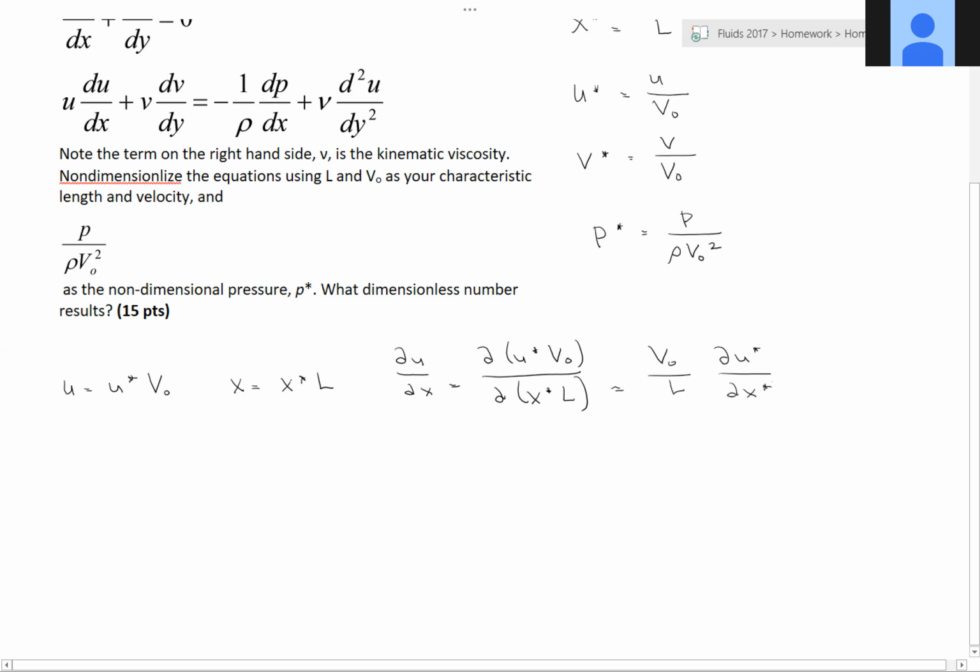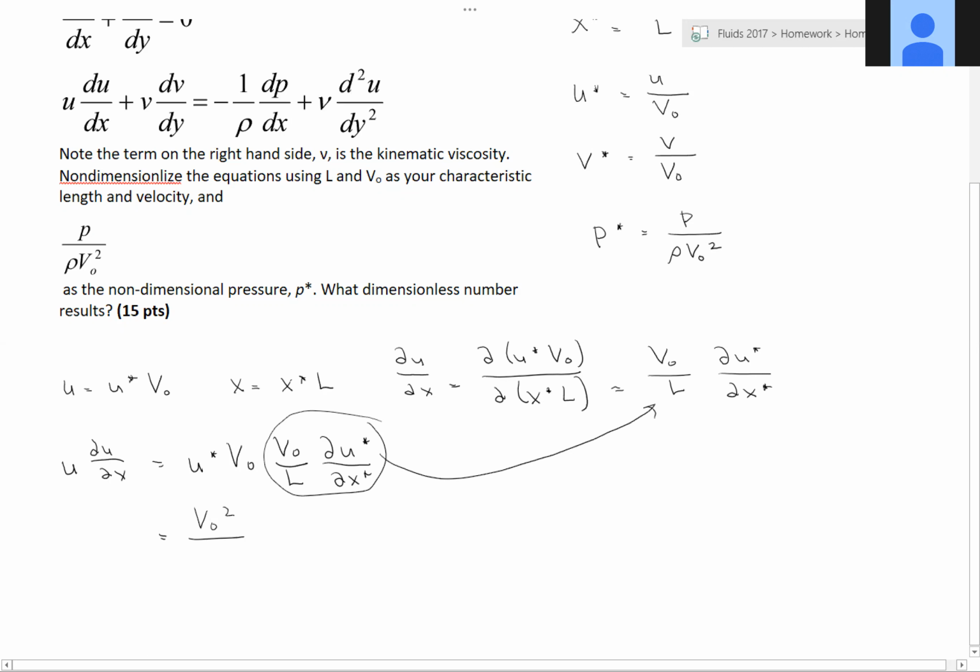Let's try another one. So we have u du dx, which we already know. So u is u star times v naught, over L du star dx star. So where did I get this? I got it from this. So this u du dx is just equal to v naught squared over L u star du star dx star.